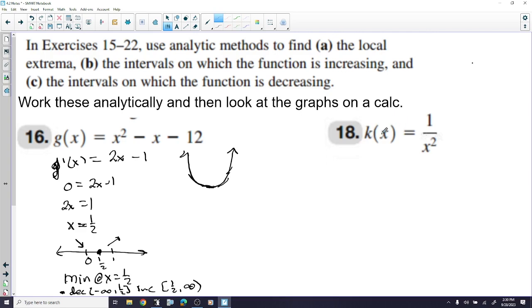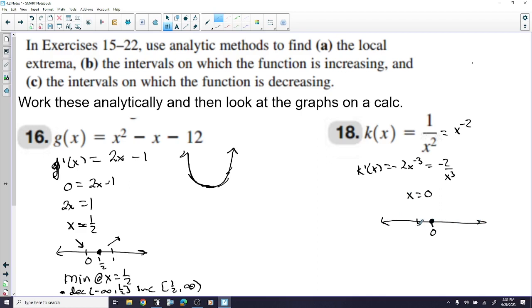Number 18, we got k of x is equal to 1 over x squared. So that's really x to the -2. So the derivative is equal to -2x to the -3, which is equal to -2 over x to the 3rd. So this derivative is undefined at 0. That's a critical point. So critical points happen where the slope is 0 or where the slope is undefined.